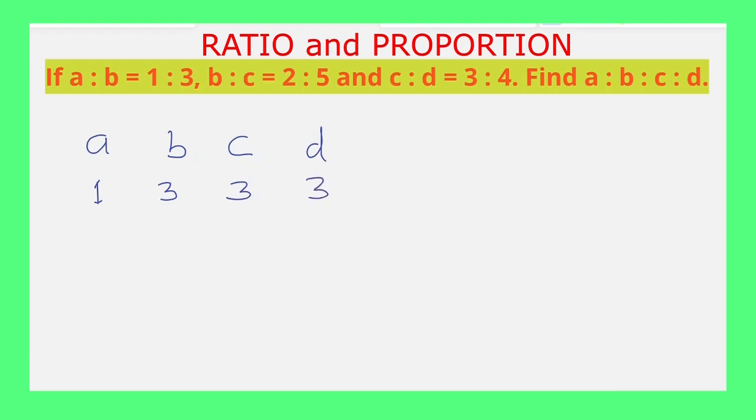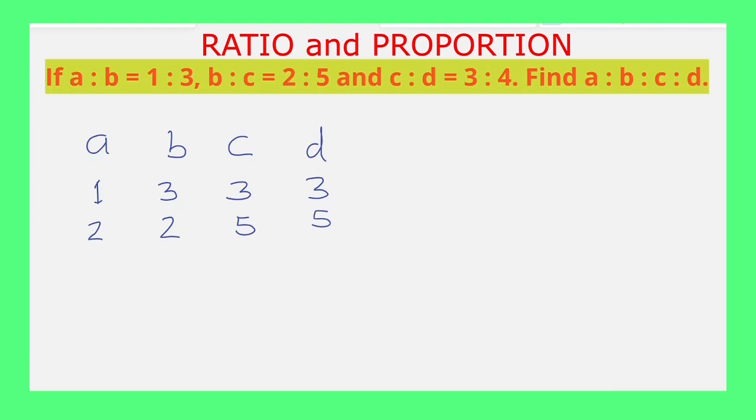So we write 3 and 3. Now B ratio C is 2 ratio 5. So we write 2 below B and 5 below C. Now A is nearer to 2. So we write 2 below A, and 5 is nearer to D. So we write 5 below D.